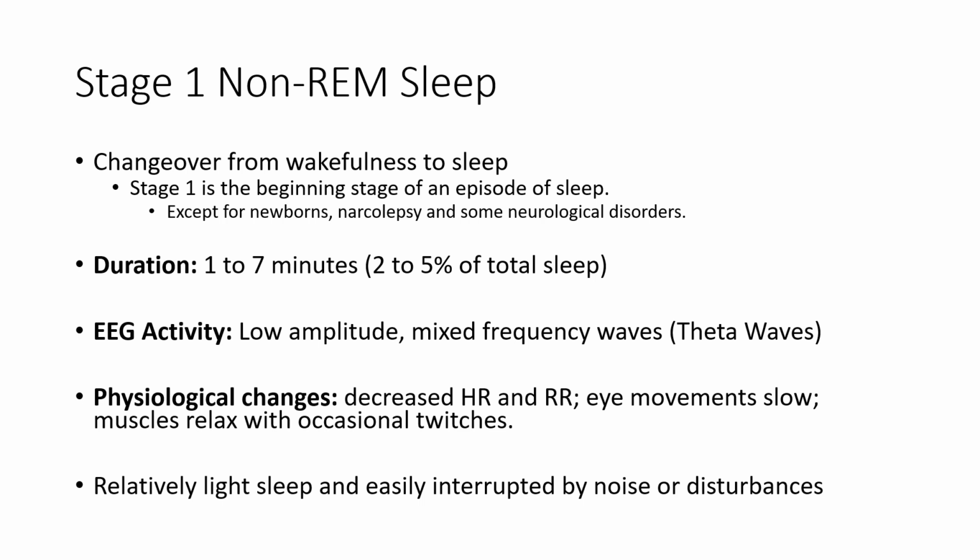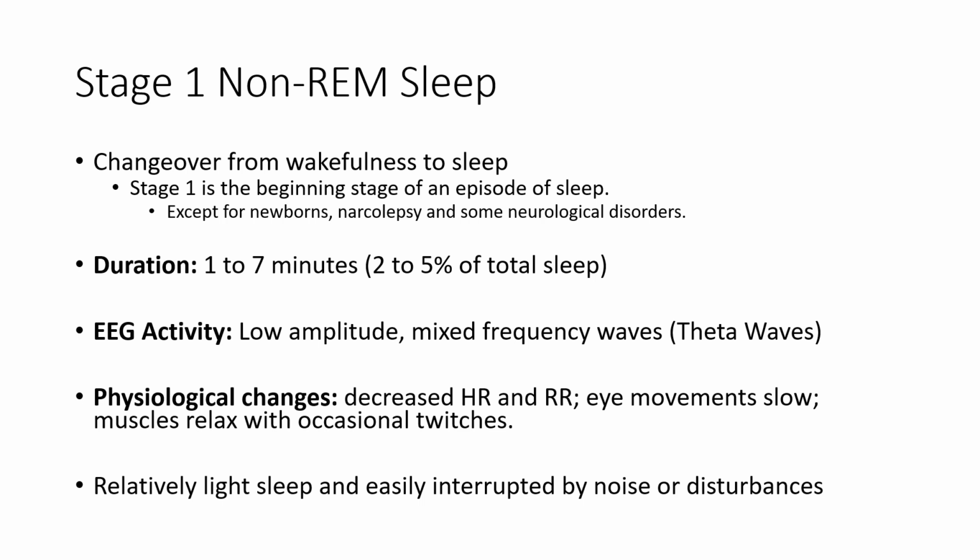So we go through multiple cycles. The first starting point is NREM, and this lasts about 1 to 7 minutes. Throughout an entire night, we only spend about 2 to 5% in this stage 1, which is a transitional stage, from wakefulness to sleep, and then into subsequent cycles. We see low amplitude, mixed frequency waves, which we call theta waves, and we'll show what those look like in a bit.